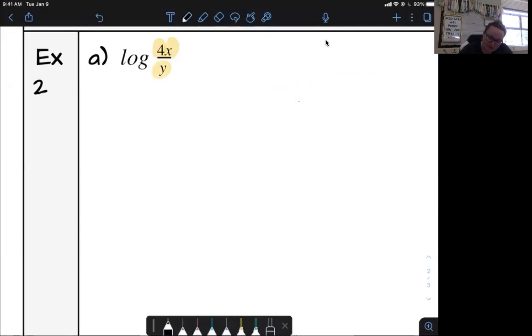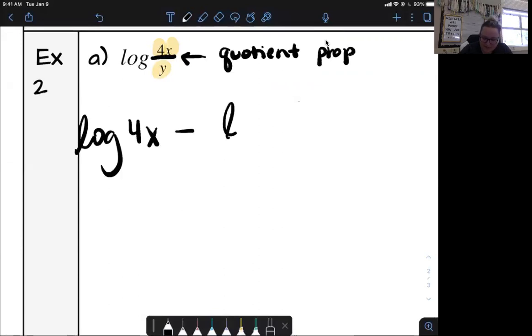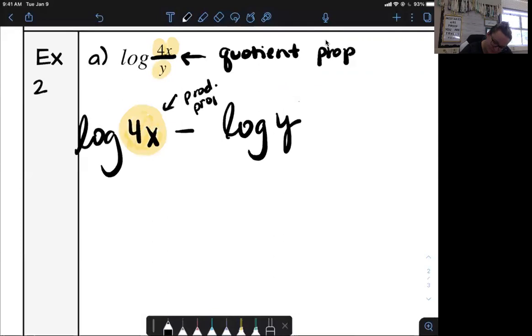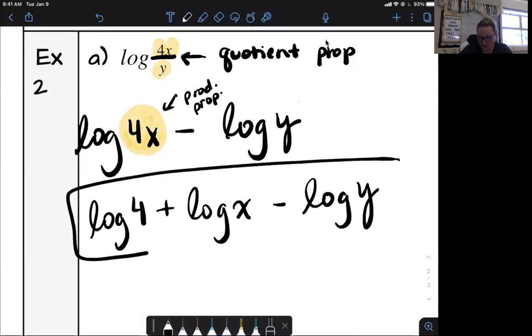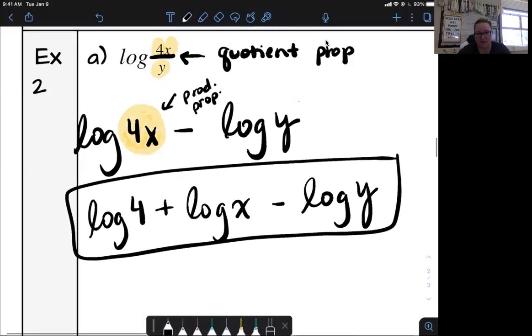So I know that when I see division in my log, I'm going to use the quotient property first. So I'm going to have the log of 4x minus the log of y. Then I notice that inside this log here, I'm multiplying 4 by x. So here I'm going to use the product property. So I'm going to have the log of 4 plus the log of x minus the log of y. And there we go. We've expanded that expression as far as it can possibly go.